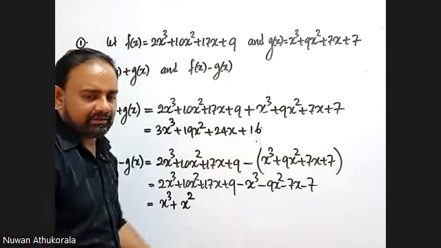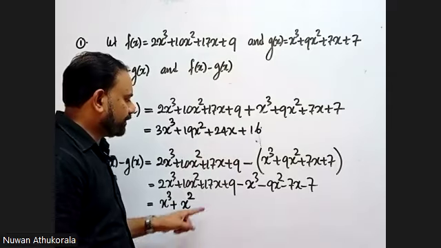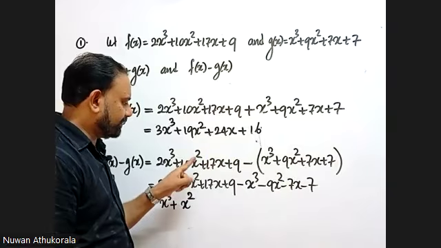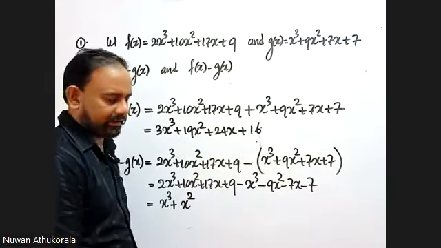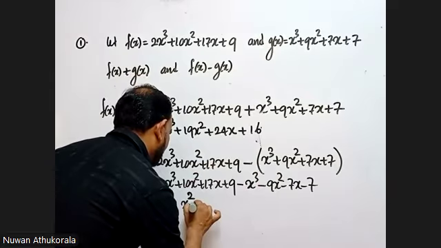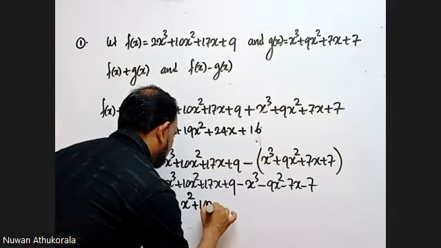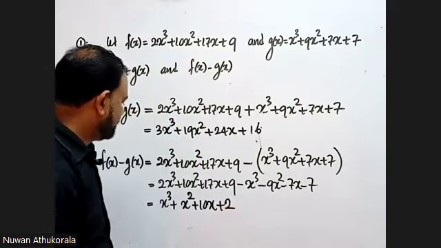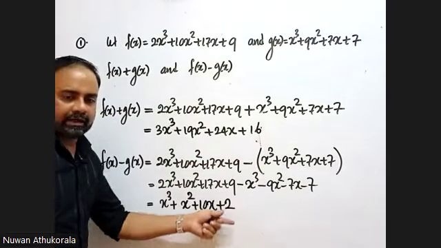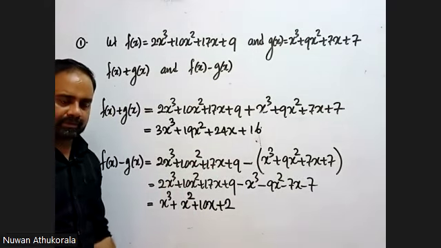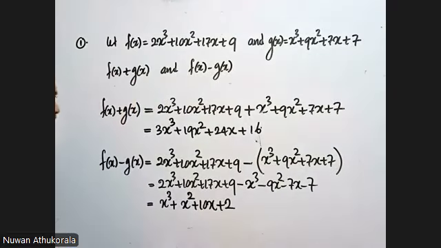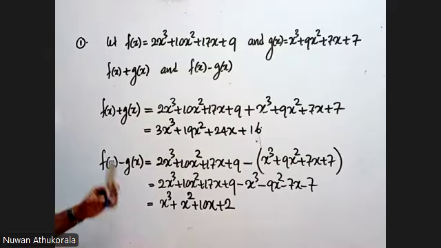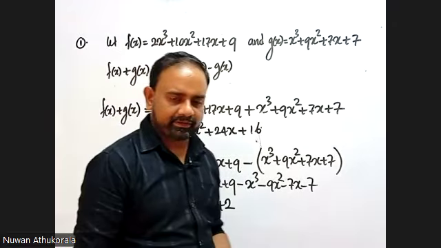17x minus 7x. The coefficients of x are 17 and minus 7. Then simplify: 17 minus 7 become 10. 9 minus 7 is 2. Right? This is a new polynomial function. Right? f(x) plus g(x) and f(x) minus g(x) are also polynomials, right?